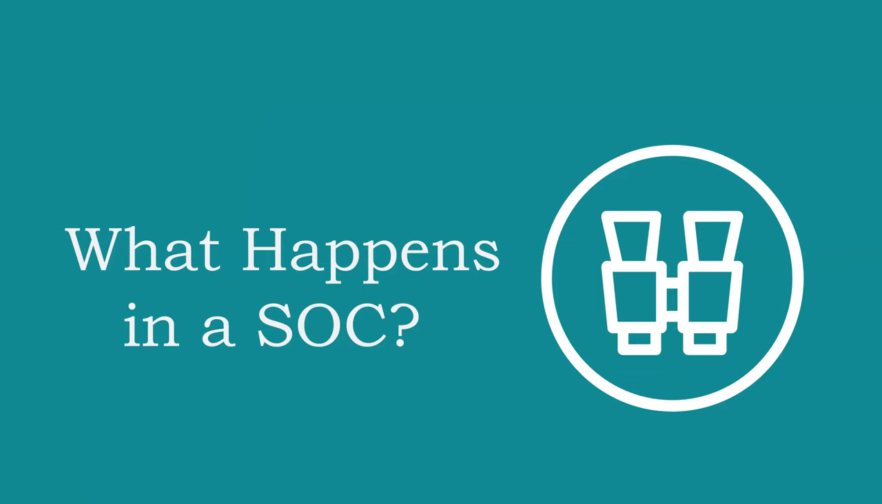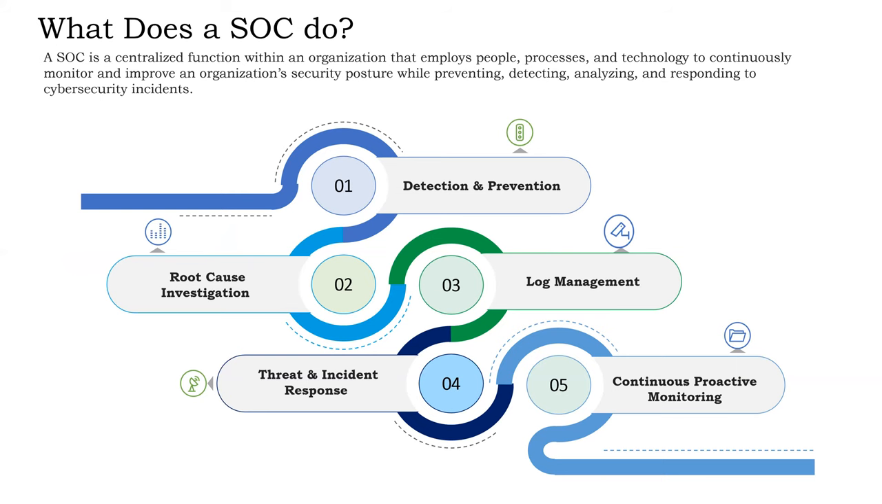I know that a lot of us already understand what the Security Operation Center does, but I don't want to get into texts and definitions and all of that. For me, the way I like to see a Security Operation Center is as something that enables you to tell the story. I'm not going to be reading definitions, but some of the things that happen in a SOC, I have put down five different things here. Detection and prevention is the most common one.